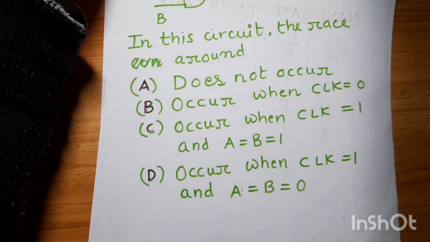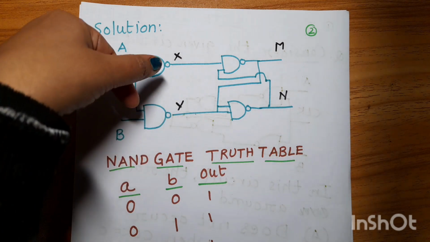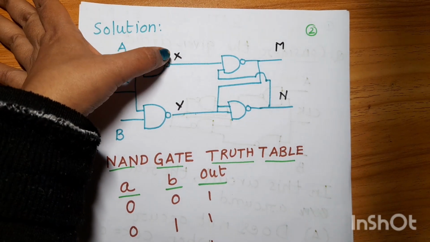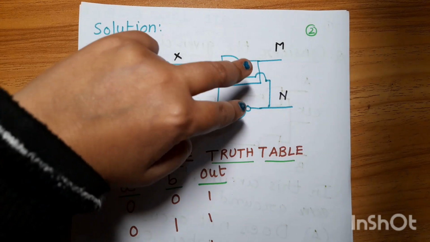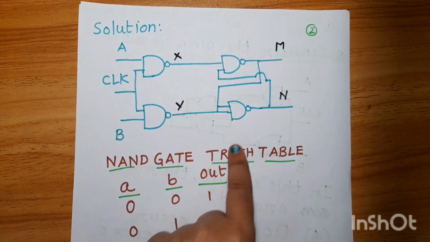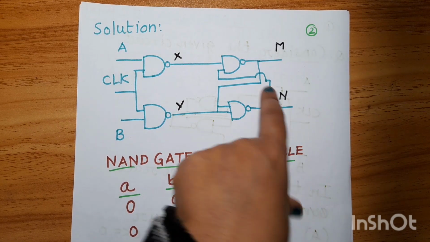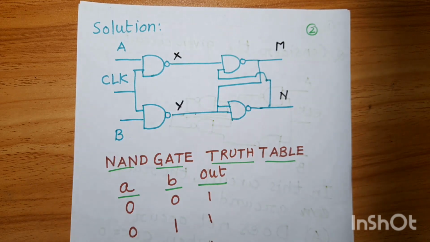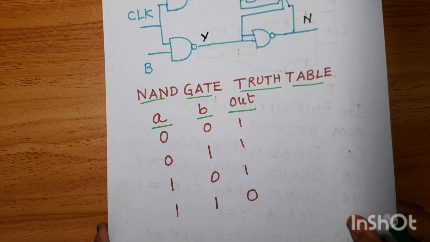Now let's see. I have redrawn the circuit. Same circuit को फिर से मैंने ड्रॉ किया है और मैंने यहाँ इंटरनल वेरिएबल्स को नाम दिया है X and Y. ये क्रॉस कपल्ड 2 NAND गेट्स हैं, जो फीडबैक प्रोवाइड कर रहे हैं, M back to the input of this particular NAND gate and N back to the input of this particular NAND gate. यहाँ कितने हैं आपके पास? 4 NAND gates हैं.